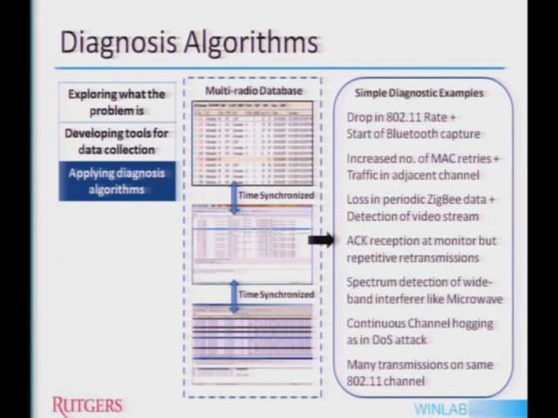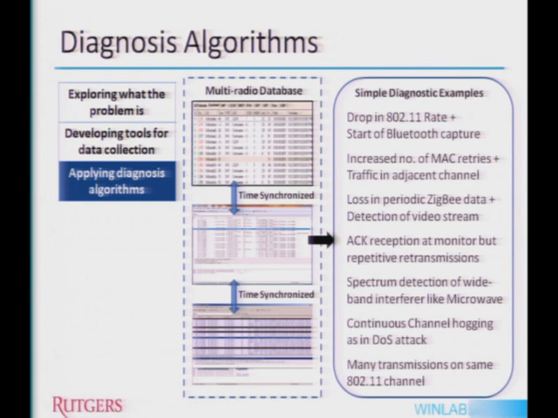If we have that viewpoint from these time synchronized databases, what we can do, at least in the simple sense, is, for example, if you see a drop in the Wi-Fi data rate synchronized with the start of your Bluetooth capturing, so you see Bluetooth transmissions in your spectrum analyzer starting at a certain time, and your rate on your Wi-Fi falls around the same time, then you can obviously say that these two things are correlated, and you can diagnose that this is the problem with your transmission.